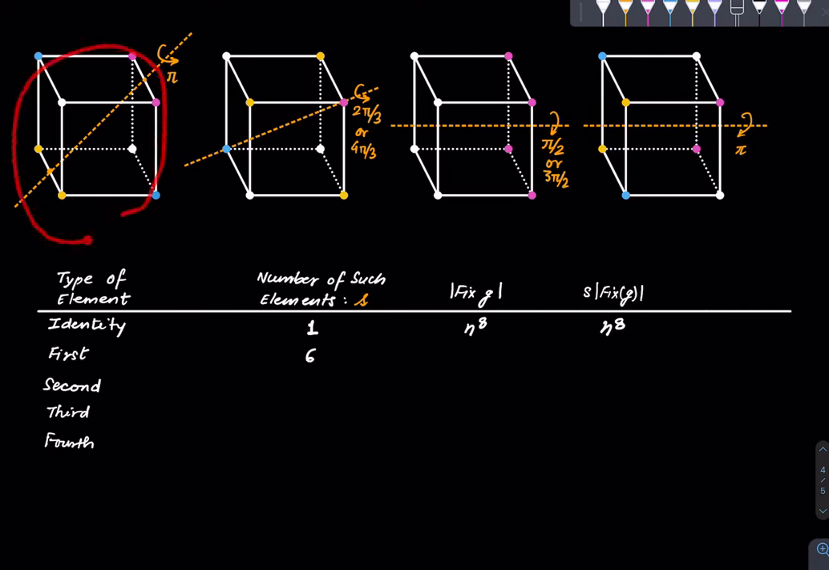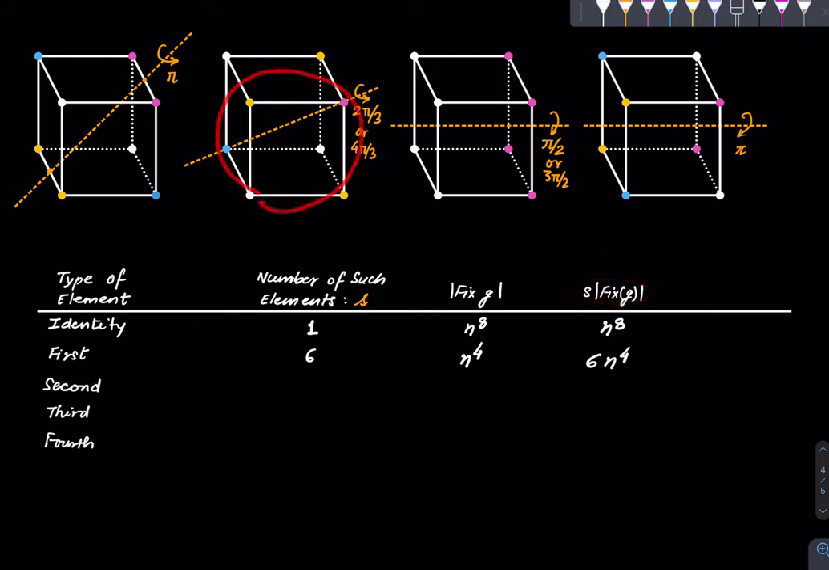So how many elements of X does this particular element fix? You can choose a color and assign the same thing to both of them, then these two the same thing, these two the same thing, and those two the same thing. So it's n times n times n times n, that is n to the power 4. So all of those things will be fixed. And therefore, this S times fix G is 6n to the power 4.